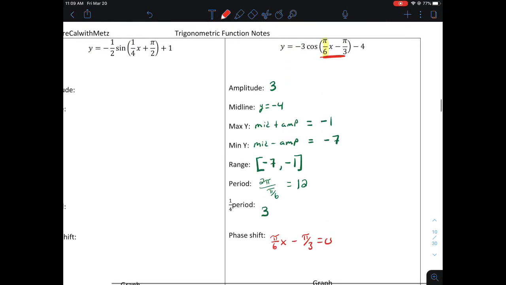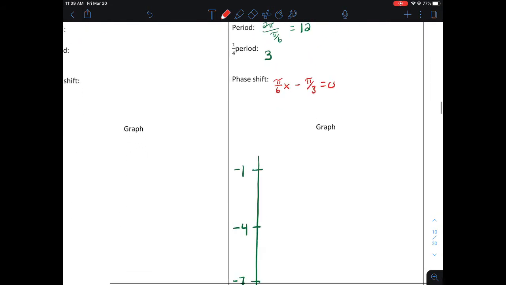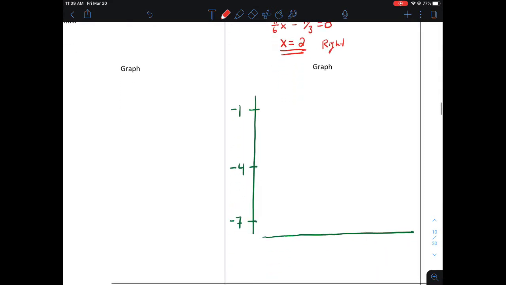Let me double check that's correct. Yep. And I'm going to solve for x. So I add the pi over 3 to the other side, and then I'm going to multiply by 6 over pi, and I get 2. So 2 is the first number that's going on my horizontal scale, and again, this graph moved to the right 2 units. If I ended up with a negative number, that first point I put to the left of 0, which means it would have gone left. So the first number on my horizontal scale is 2.